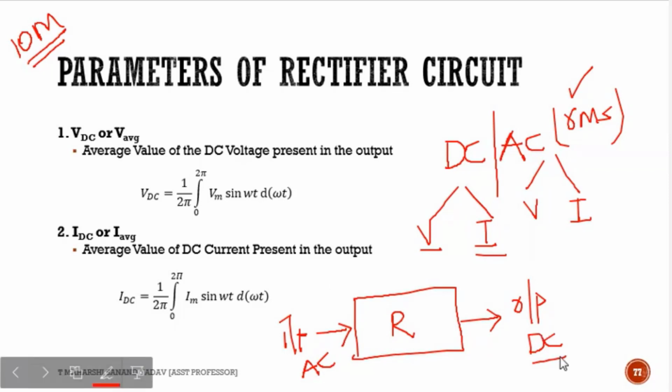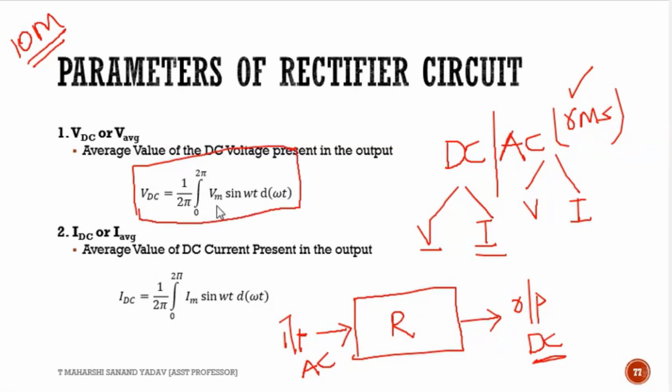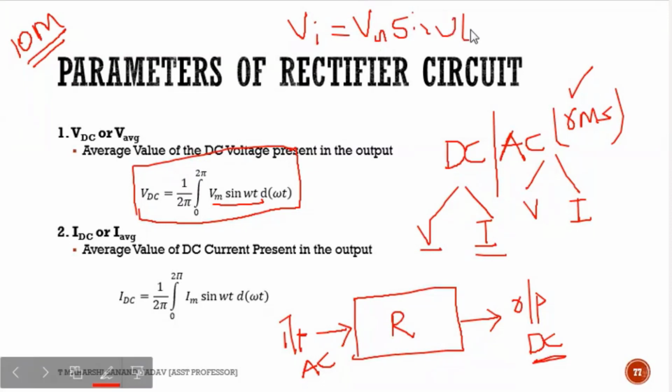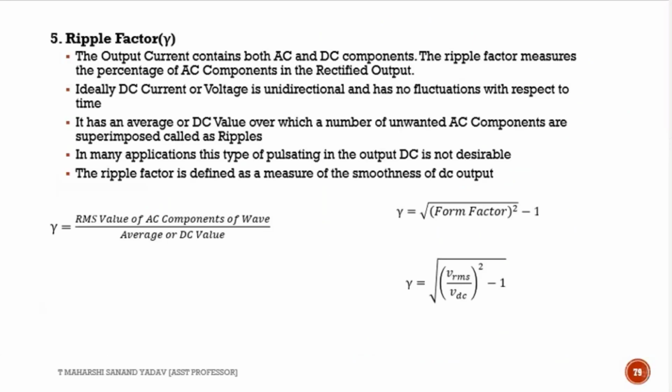There is an option in mobile. Okay. So why we are doing all this is we want output as DC. So VDC, this is the formula. VDC is 1 by 2 pi integral 0 to 2 pi Vm sine omega t. You need to remember this. Integration of Vm sine omega t. Suppose Vi is input, Vi is equal to Vm sine omega t. So what is this Vm and what is this omega? Can anyone tell me what Vm stands for? Voltage.